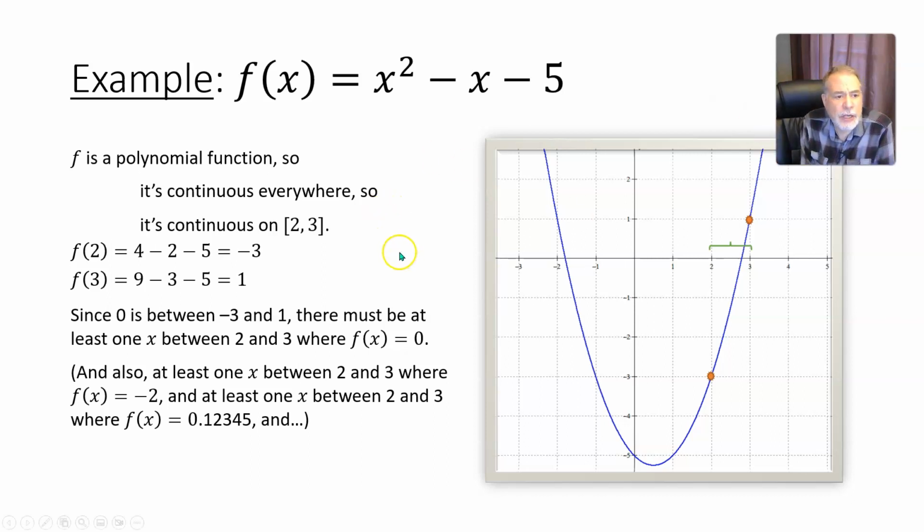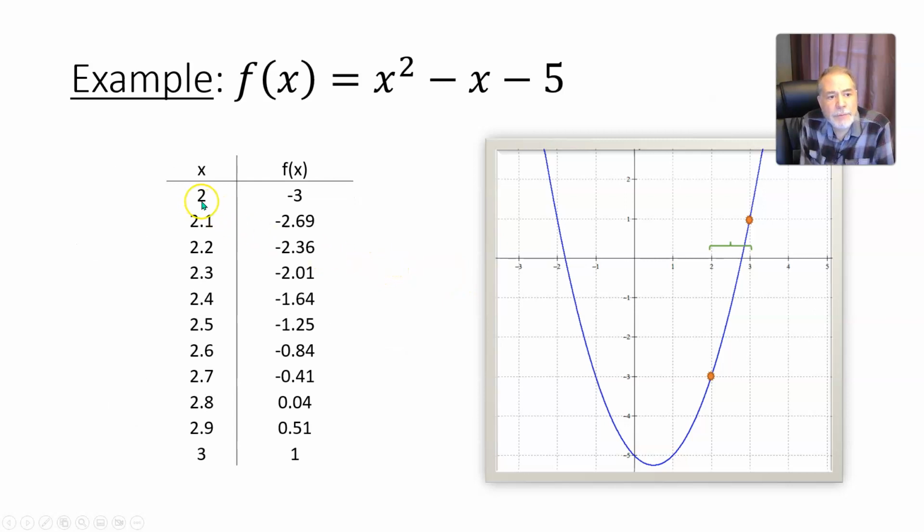Suppose instead of just plugging in the numbers 2 and 3, we plug in some other numbers in between. Here I've plugged in 2 and 2.1 and 2.2 and 2.3 and so on, all the way up to 3. And if you look at the values here, where it goes from negative to positive is somewhere between 2.7 and 2.8. So f of 2.7 is less than 0, f of 2.8 is greater than 0, so somewhere in between 2.7 and 2.8 is where we hit 0 exactly.